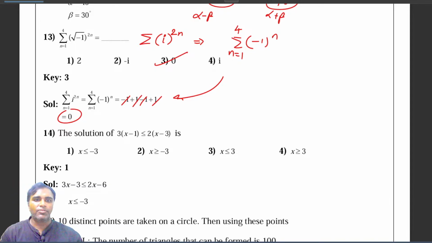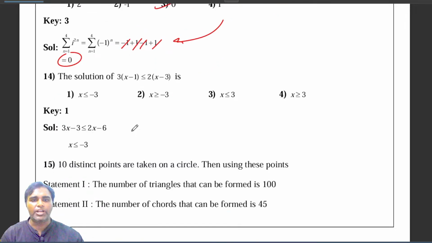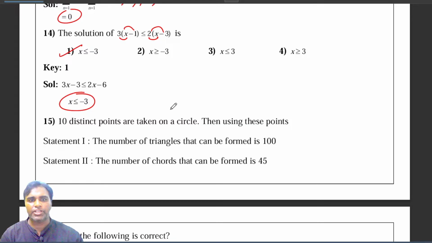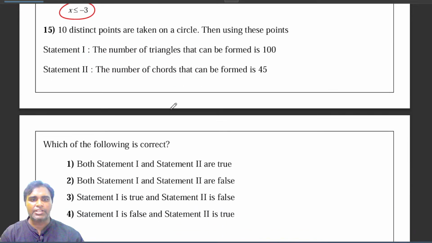Clear? 14th, again linear inequalities, not so much tough. 3x minus 3 and 2x minus 6. If you solve this, you will get x less than 3. So 1 is the correct answer here for 14th. 15th, let's come to the 15th.